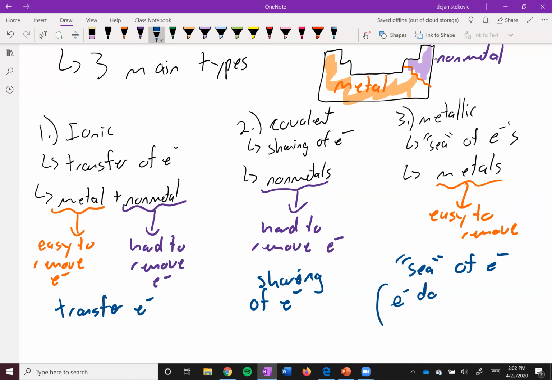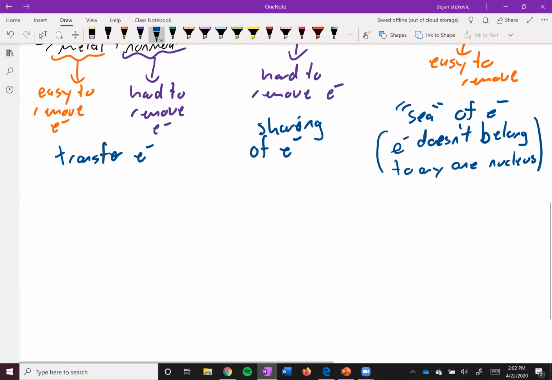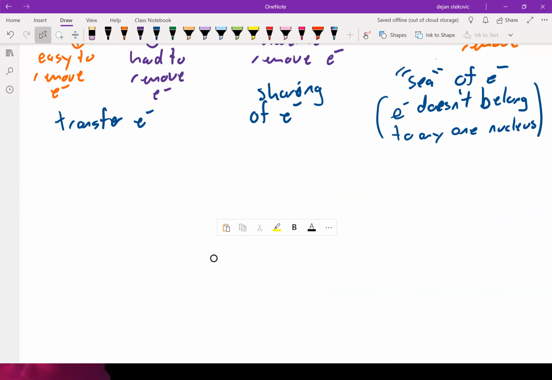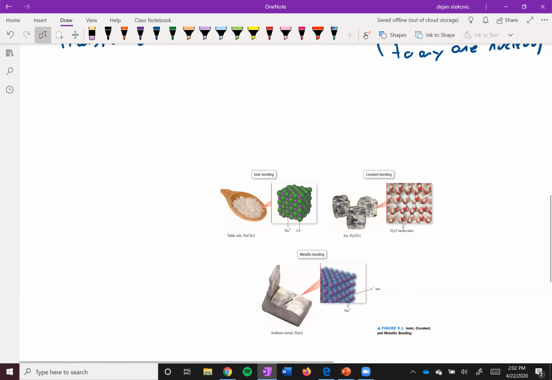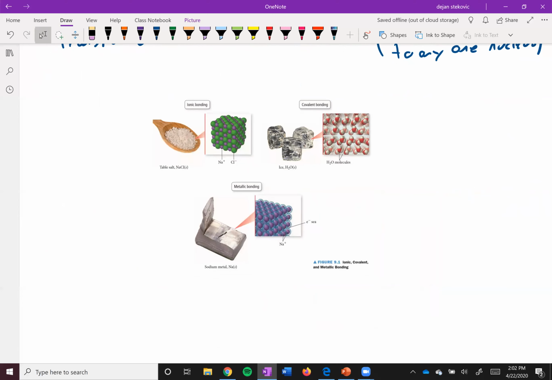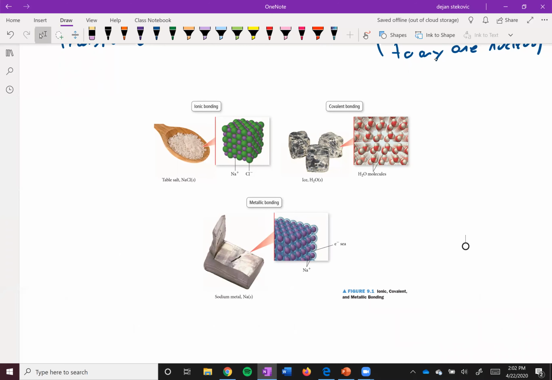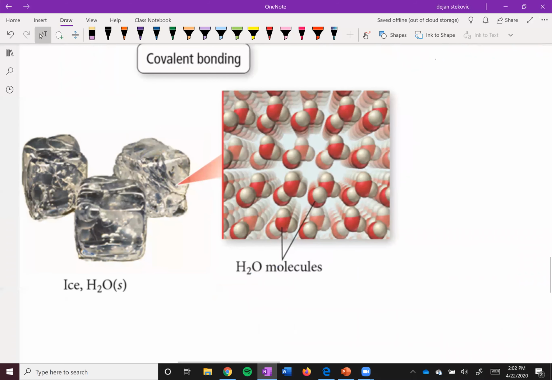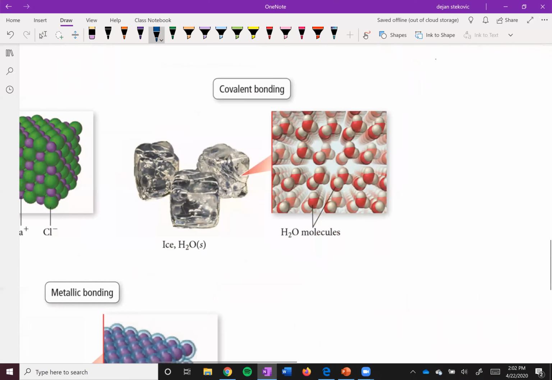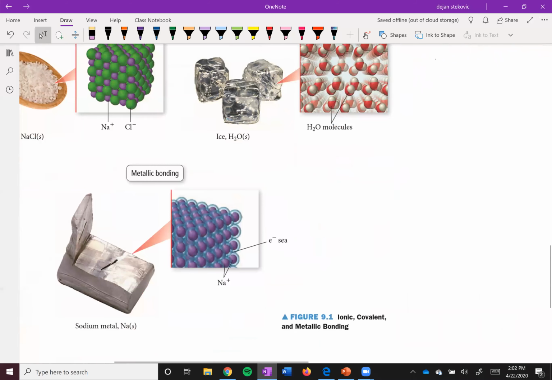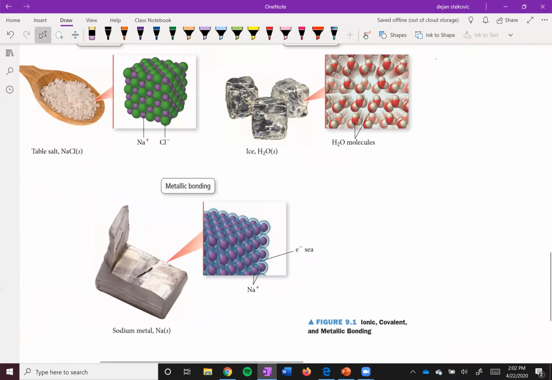And so the electron doesn't belong to any one nucleus. And instead, they're all kind of being shared. So a little picture here for you. Top left is ionic bonding. You can see there's a transfer of electrons, so we have ions. Top right is covalent bonding. You see we have no ions, and we have basically atoms joined together through bonds in which they're sharing the electrons. And then metallic bonding down here kind of gives us a little diagram of sea of electrons.